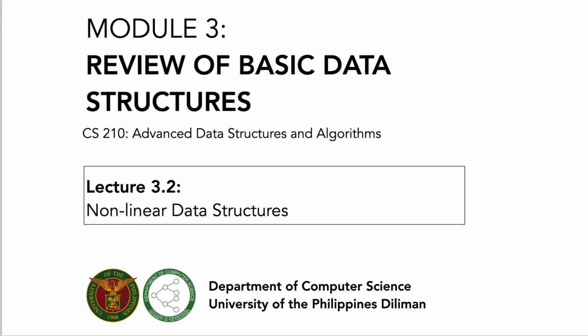Hello and welcome back to CS210. In this video, we will discuss nonlinear data structures, but we will focus mainly on the combinatorial structures called graphs and trees. We will discuss different types of graphs and how we can represent them on a computer. So we will discuss two different representations, one using an adjacency matrix and the other using a linked list representation.